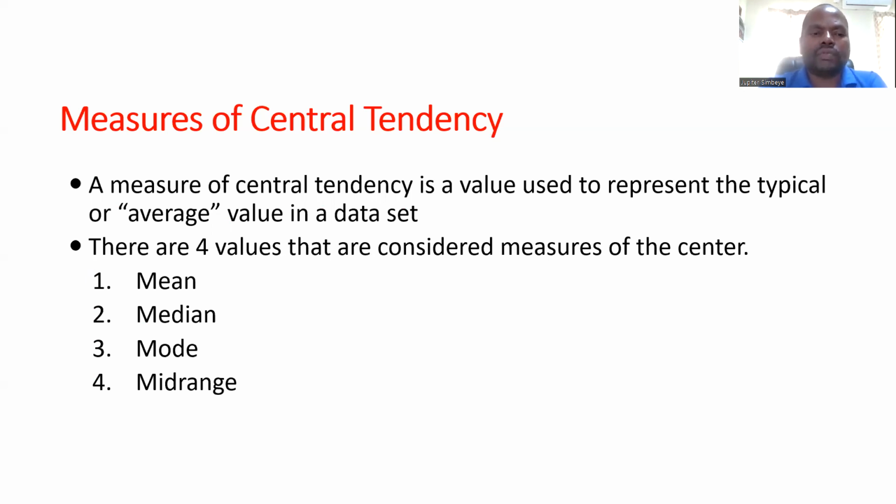So there are 4 values that are considered measures of the center. We have the mean, which we can also call the average, so the arithmetic mean. We also have the median, the mode, the mid-range, and we're going to describe each one of those.